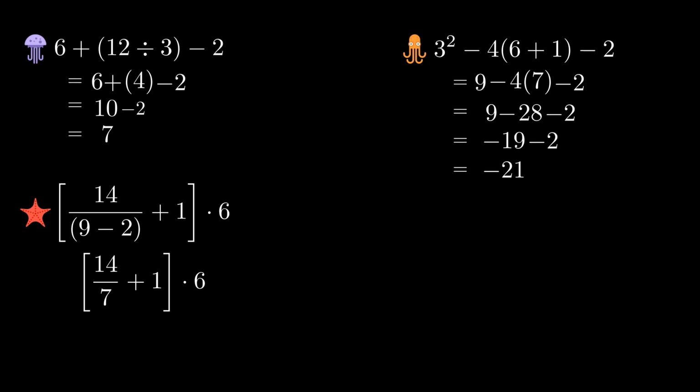After solving the division, the expression becomes this. Now we solve the addition. 2 plus 1 is 3, and the expression becomes 3 times 6. And that is it. We have solved such a complex expression by following the order of operations.